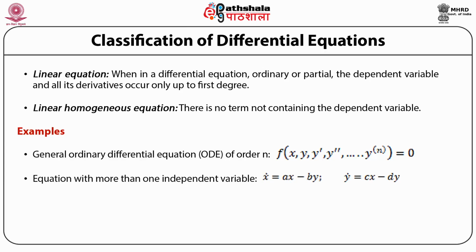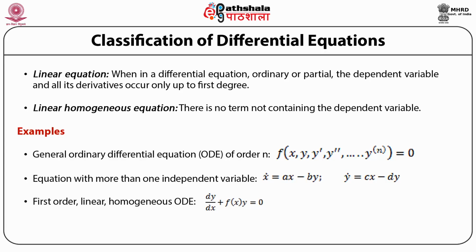Second example, as we have seen in an example above, x dot = ax minus by, y dot = cx minus dy. We can have a system of differential equations involving one independent and many dependent variables.